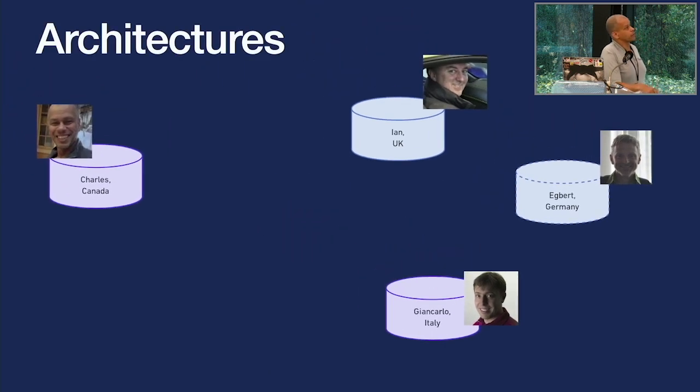All right, so let's look at it in a little bit more practice now. So here we have Charles over here, we have Ian, we have Egbert, who just came in, I think. I thought I seen him just come in a minute ago. He doesn't have a lot of pictures online, so I had to steal that one. And we have Giancarlo down over here. I wanted to regionalize this a little bit more, but I didn't.